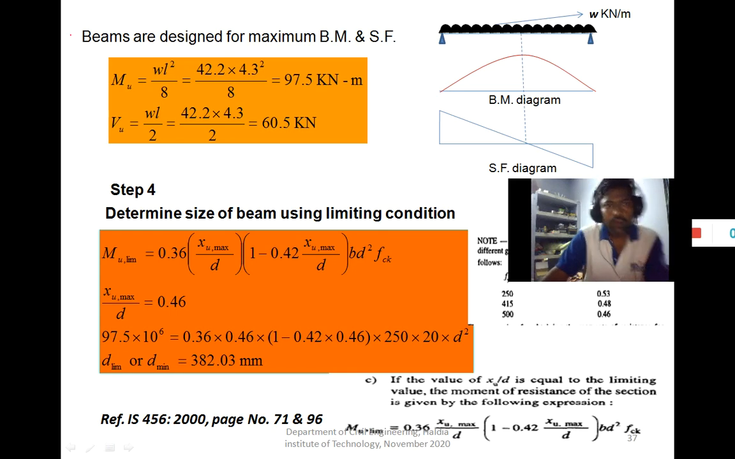This table is given on page number 68 of IS 456:2000. Next, we find the bending moment and shear forces. You see that this is a beam, and the effective span, which we have already computed from the code, is 4.3 meter.